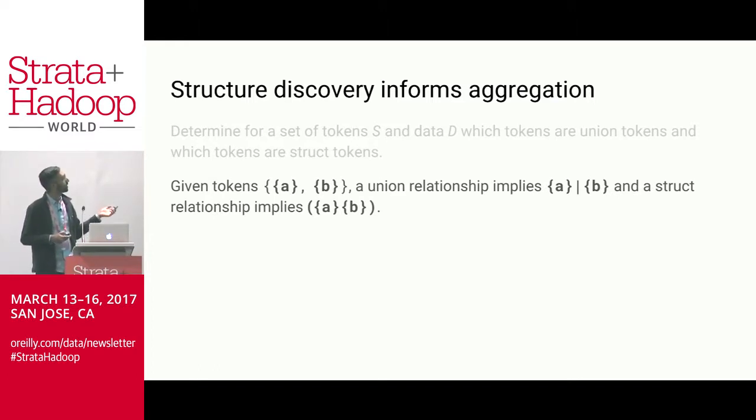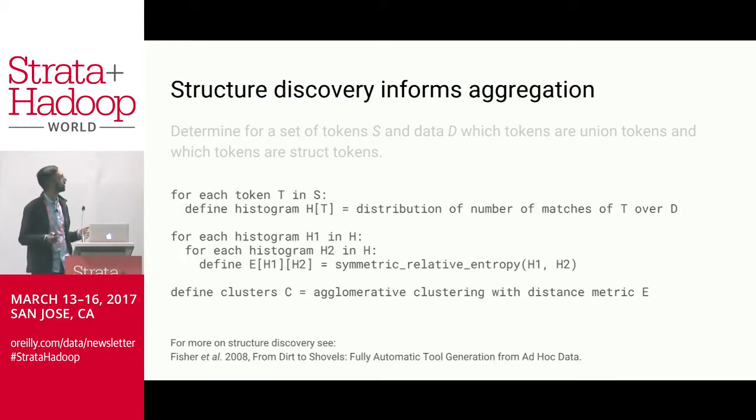So if you have 2 tokens A and B, a union relationship implies A or B, so that in any given record, A is present or B is present. And a structure relationship implies that both A and B are present. Typically, union relationships encode some sort of branching logic in heterogeneous data, and structure relationships, as the name implies, imply shared structure. So you want to find the structure across all your records.